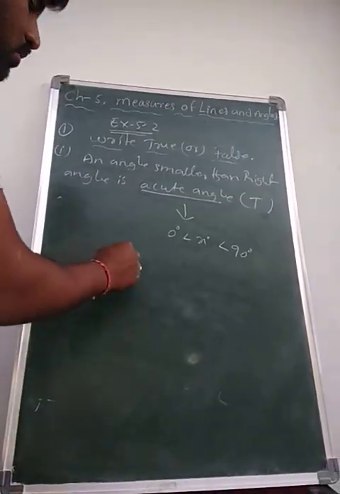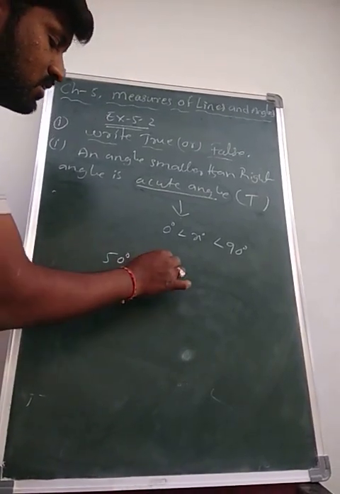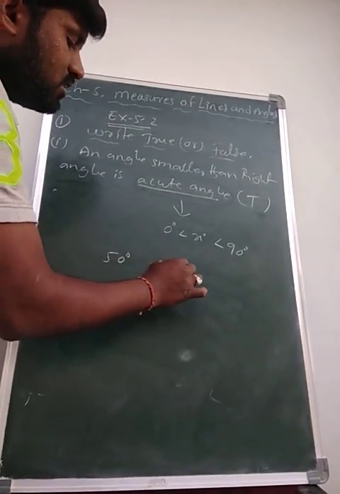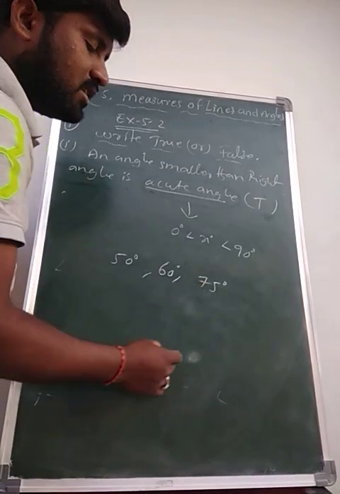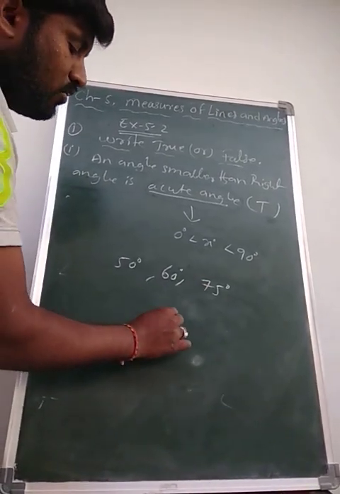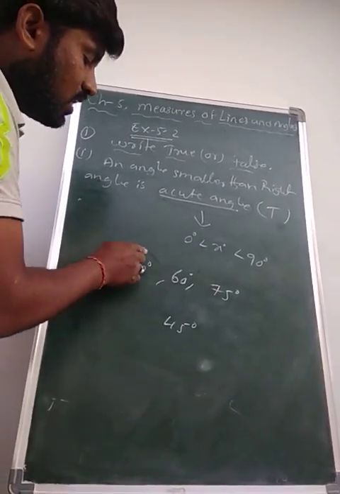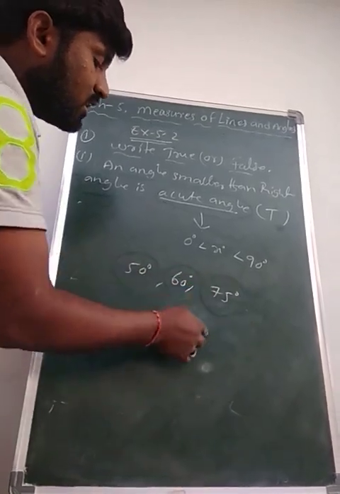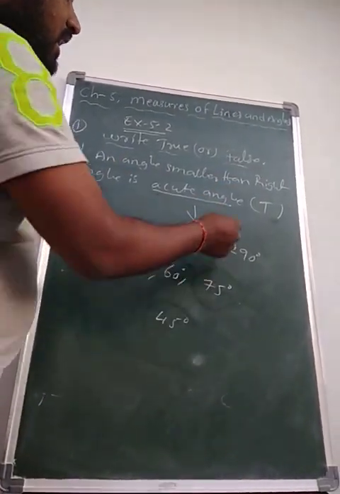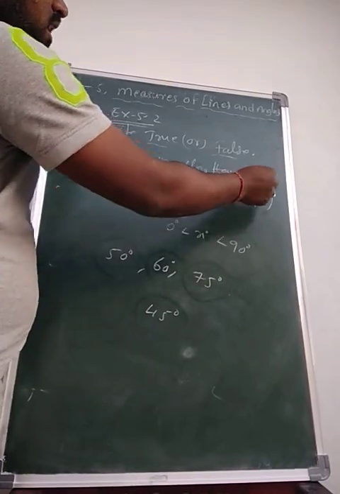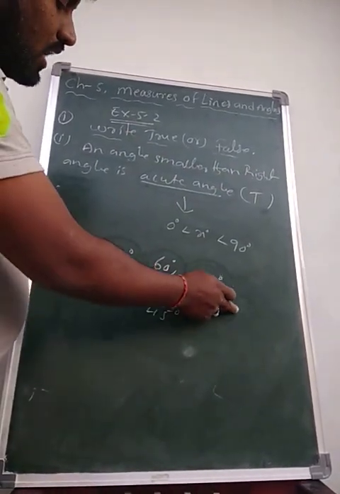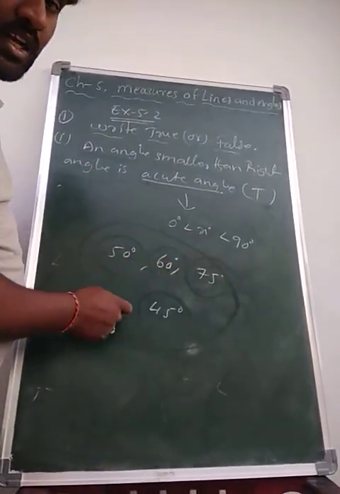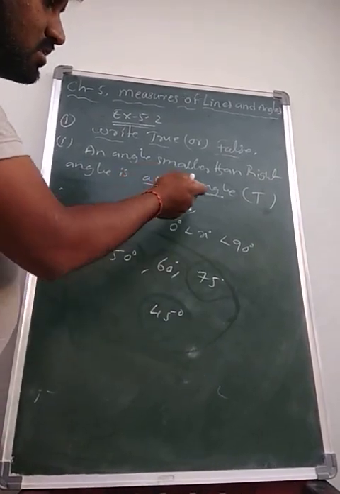Okay, for example 50 degrees, 60 degrees, 75 degrees, 45 degrees. These all angles are smaller than 90. A right angle measures exactly 90 degrees. These all angles are smaller than the right angle. That's why the statement is true.